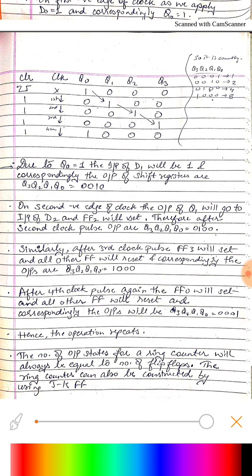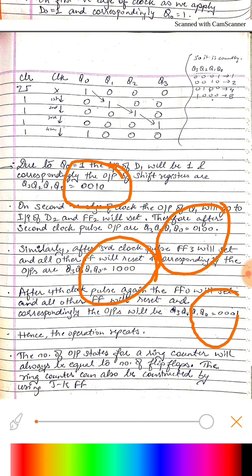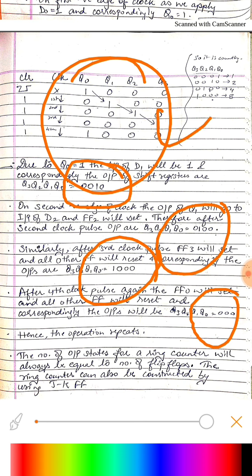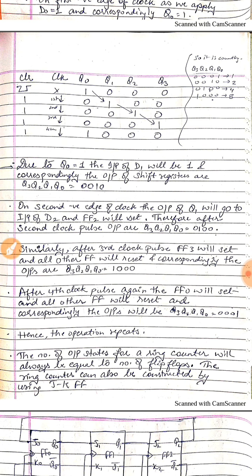So first it will become 0 0 1 0, then it will become 0 1 0 0, then it will become 1 0 0 0, and it will again become 0 0 0 1. So it will move on rotating like this, 1 2 4 8, then again 1. So that is why it is called a ring counter. So the number of output states for a ring counter will always be equal to the number of flip flops we are using to design the ring counter.